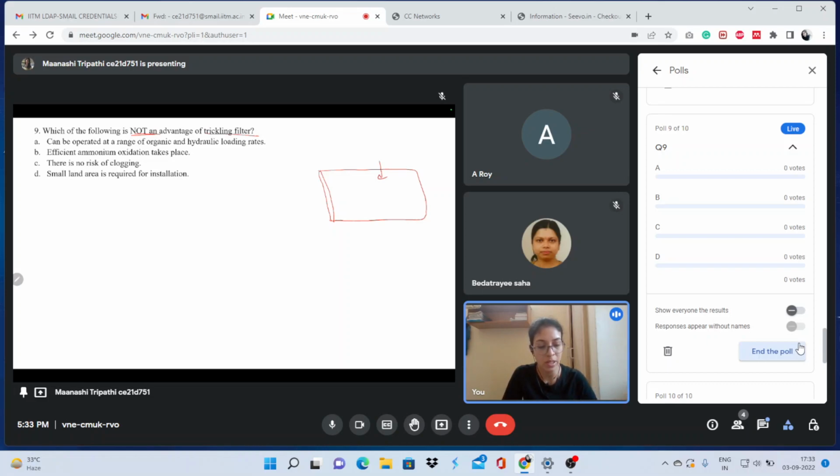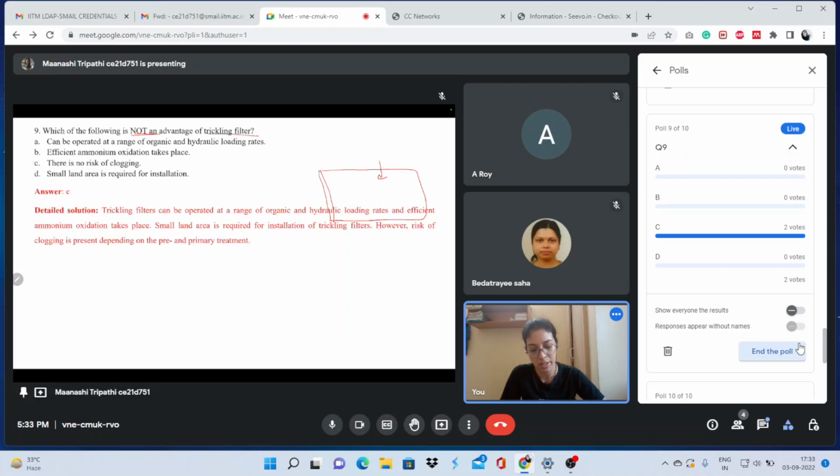So which of the following is not an advantage? Can be operated at a range of organic and hydraulic loading rate. Efficient ammonium oxidation takes place. There is no risk of clogging. Small land area is required for installation. Okay, thank you. I have received answers. So the answer is C. There is no risk of clogging.